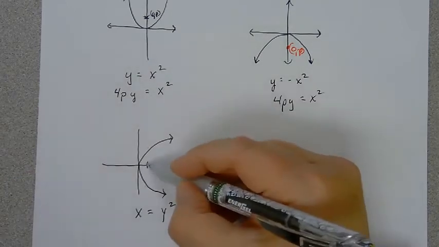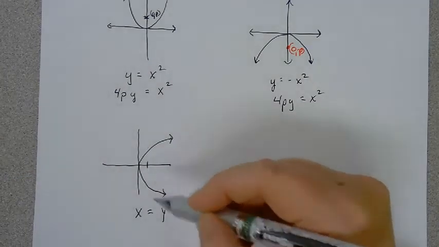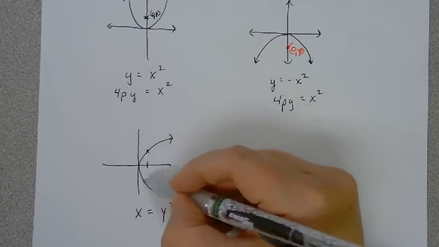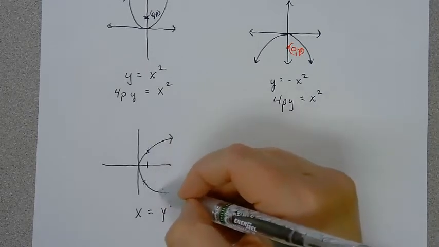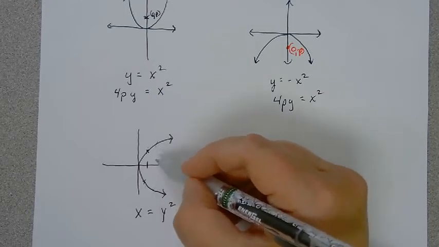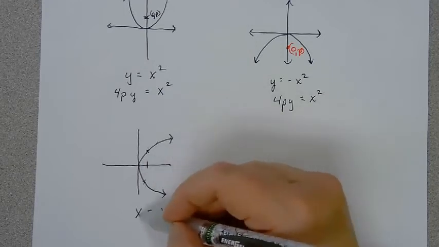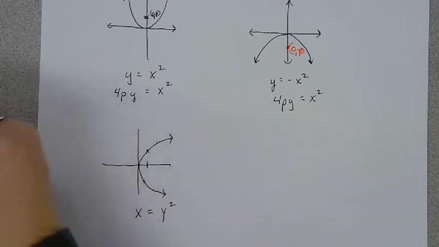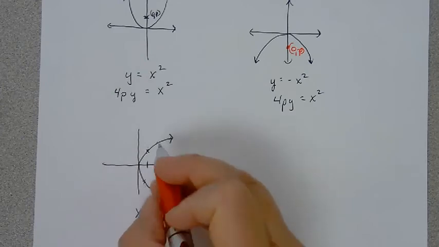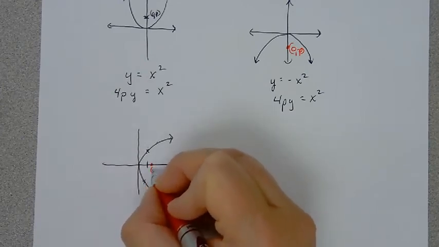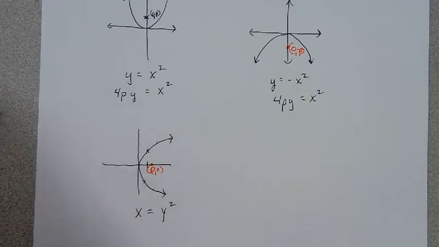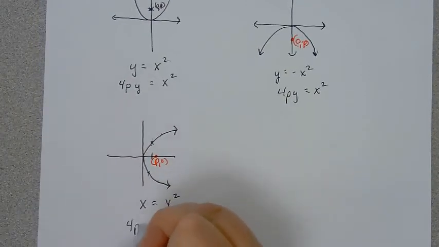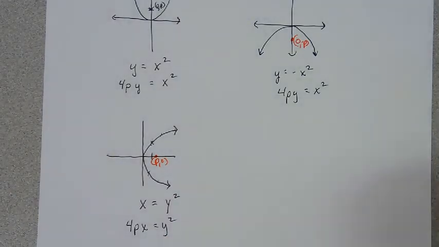So if you think about it, if I had the point 1 for x, I could have positive 1 for y or negative 1 for y. If I had negative 4 here, that could be out here at 16. So the point I put in for y could be positive or negative, and it's still going to turn into a positive x. This one also has a focus point. It lies on this axis of symmetry somewhere out here at (p, 0). So the focus formula for this one is 4px equals y squared. Notice this one is x equals y squared instead of y equals x squared.